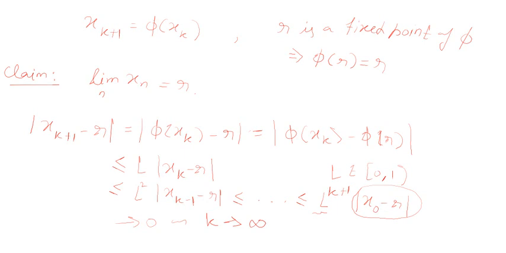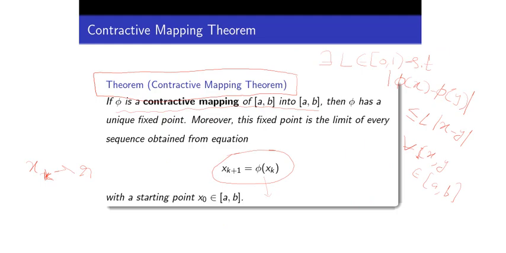So this is our claim, that the sequence of successive approximations converges to the fixed point of phi. So with any starting point you take, it will always converge. What the rate of convergence will be is the next question.